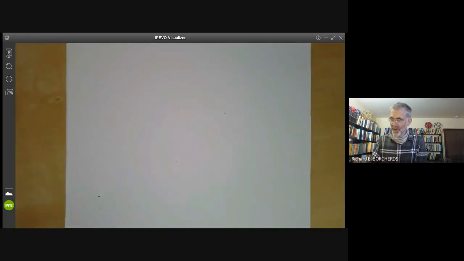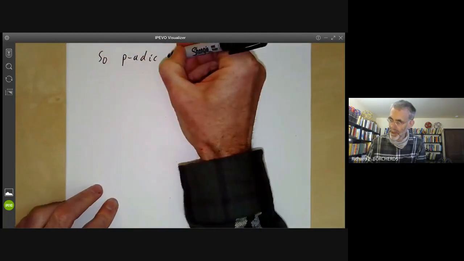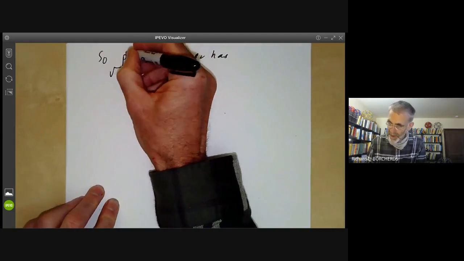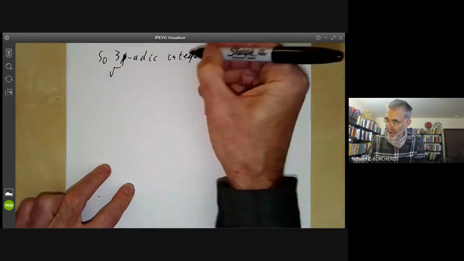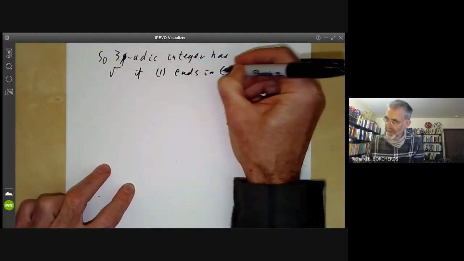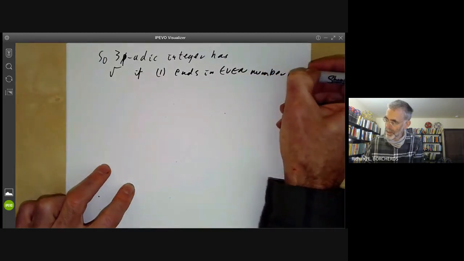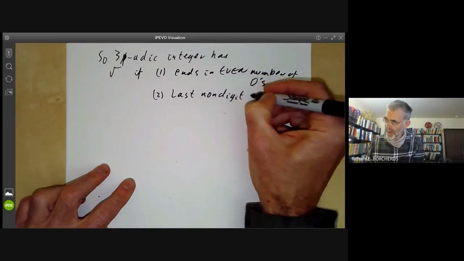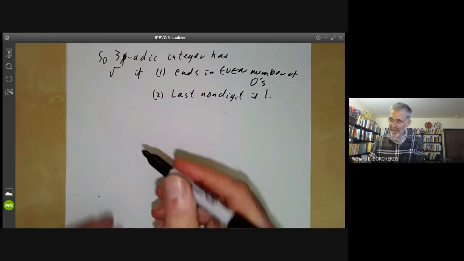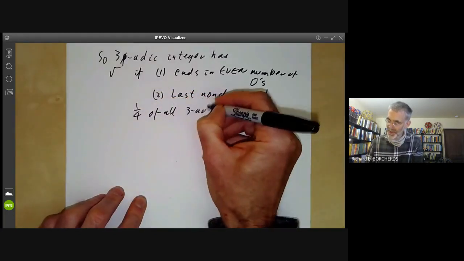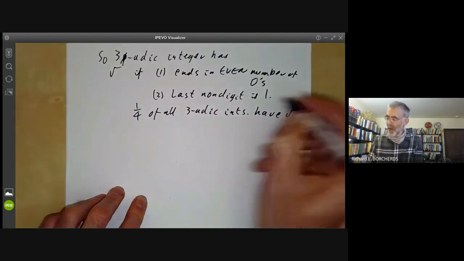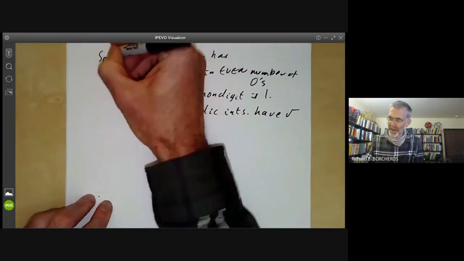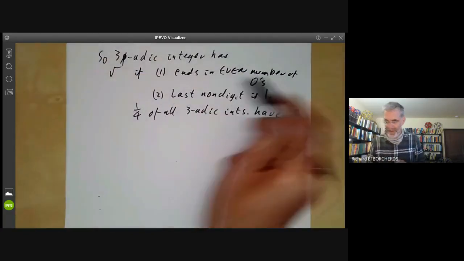So when does a number have a square root in the 3-adics? Let me do three-adic integers first; I'll do p-adic in a moment. A three-adic integer has a square root if it ends in an even number of zeros, and secondly the last non-zero digit is a 1. So in some sense one quarter of all three-adic integers have a square root, because half of them end in an even number of zeros and half of them have last digit 1 rather than 2. That's for non-zero three-adic integers. Of course, the number 0 has a square root but has an infinite number of zeros at the end.